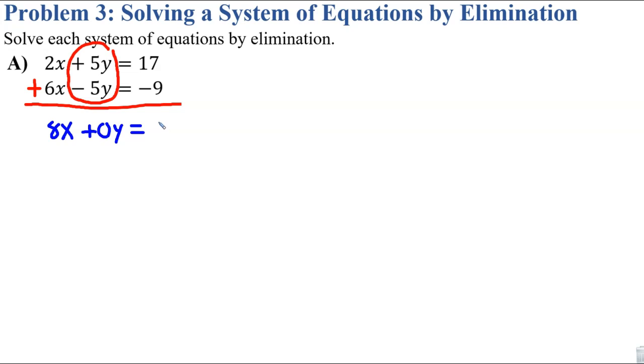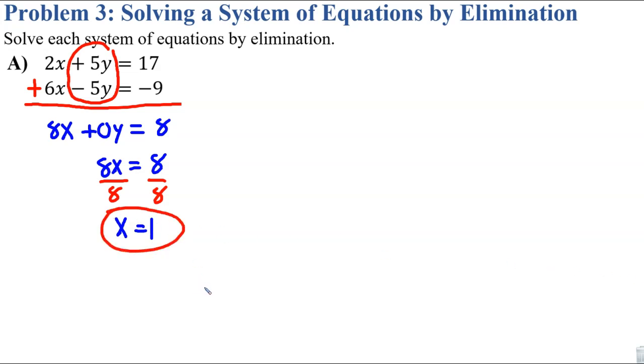That's going to give me an 8. And if I rewrite that, I end up with 8x equals 8. That's a simple equation I can just use to solve for the x. Divide both sides by 8, and we end up with just x equals 1. And after that, I've already got half my solution here.